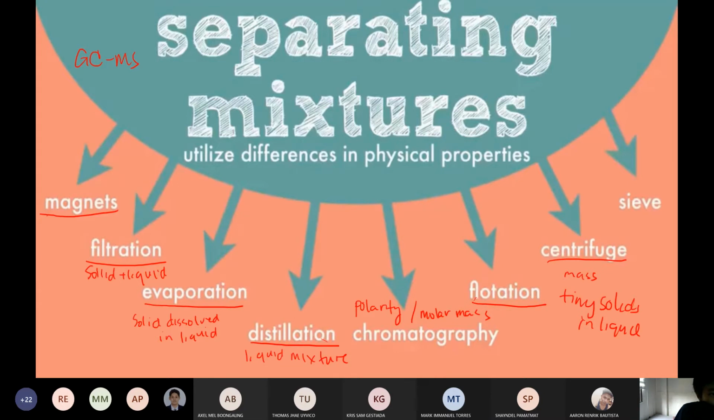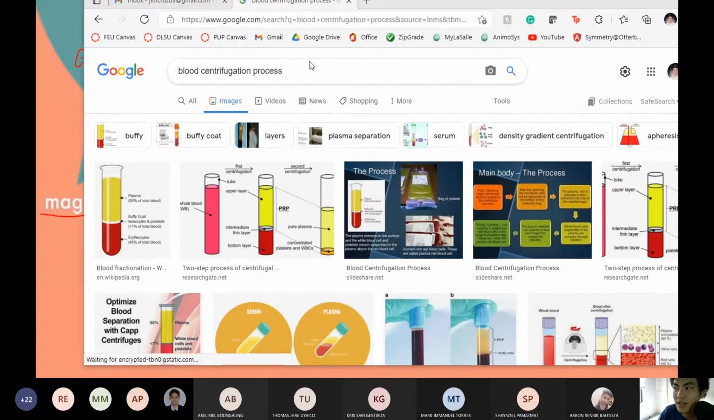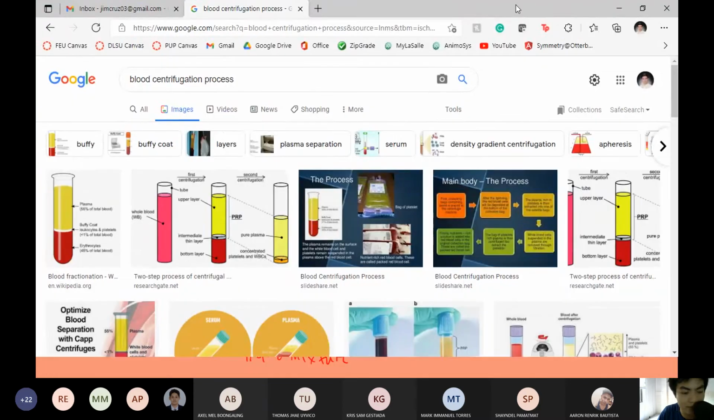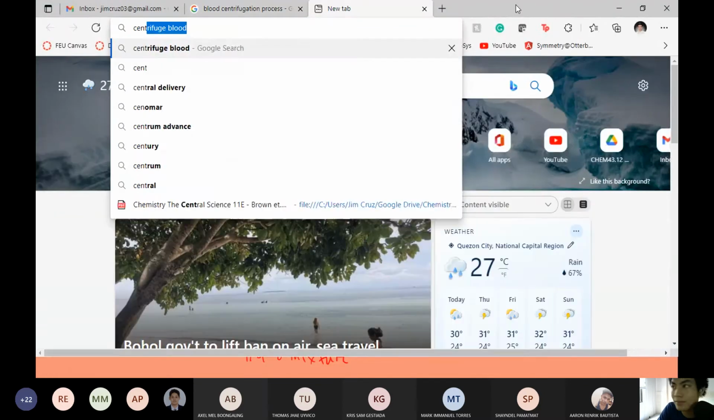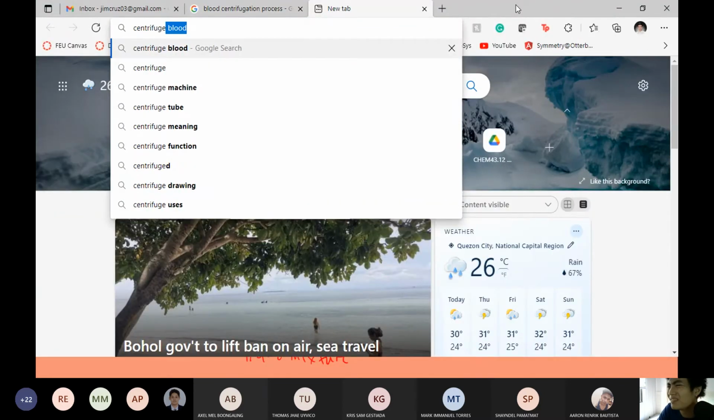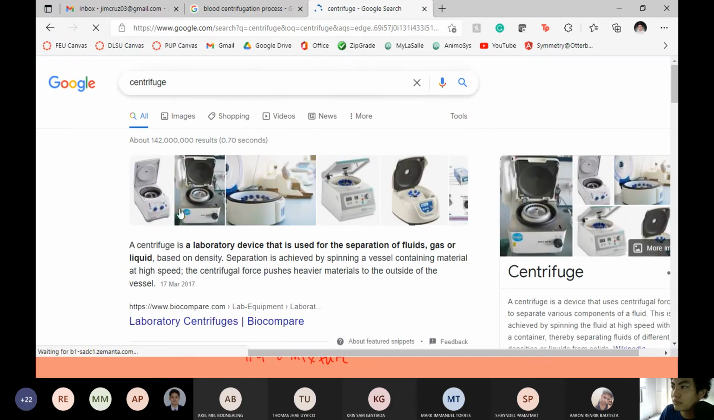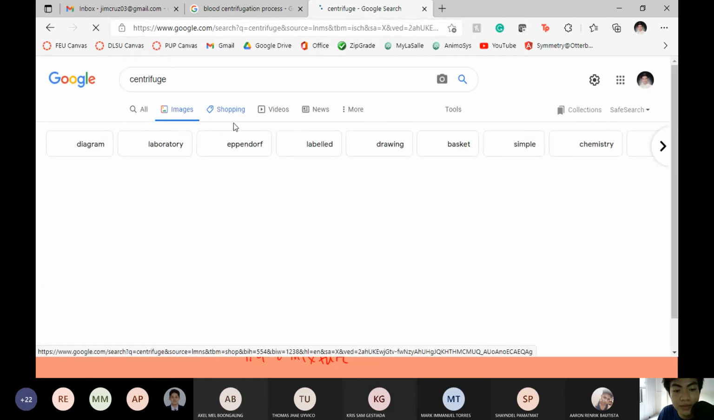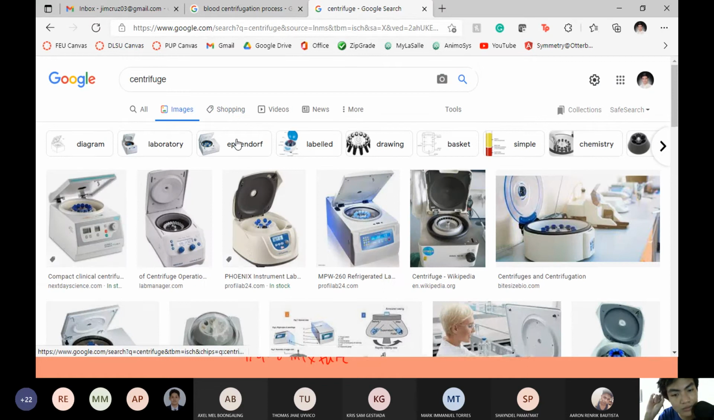Wait lang ha. Nag-google ako ng picture. Ayan. So, yung centrifuge, ito yun. Centrifuge. Ito itsura niya. Ayan. So, ginagamit to sa biology. Pwede to gamitin to concentrate the bacteria from the liquids. Ayan. So, ayan.